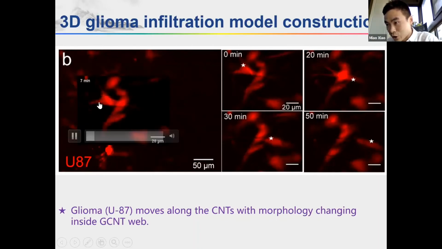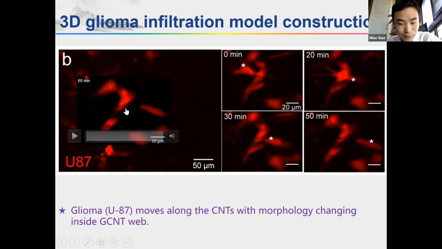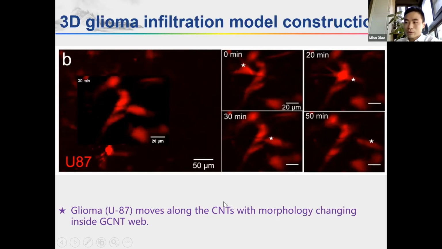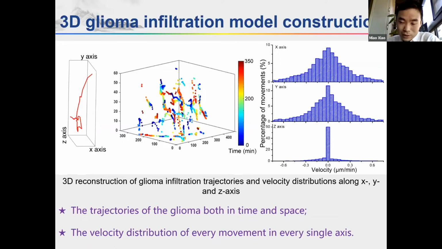during their movements, the shape of the glioma is changing. So then we do the quantification of the movement of the U87. Here we can recover the trajectory of the movement of a single cell on the left. Then in the middle, we can recover the trajectory of the cells both temporally and spatially, which means that we can see, with the time moving, the cells' positions, and also on the spatial distribution, we can see the cells are different.